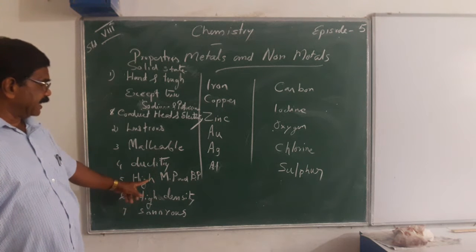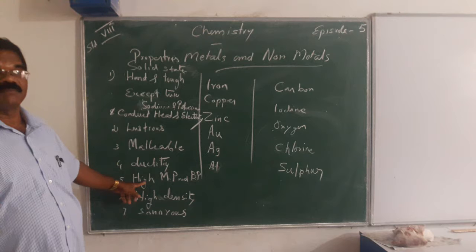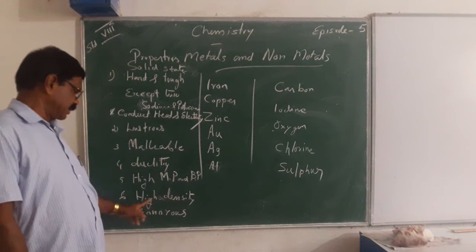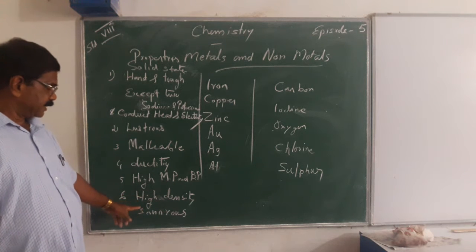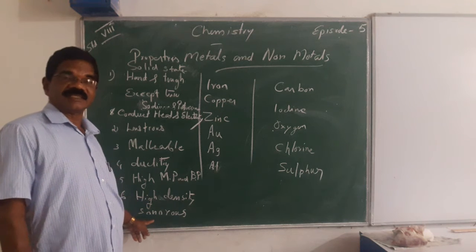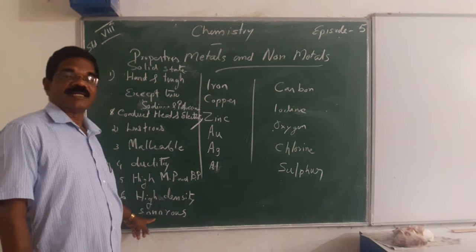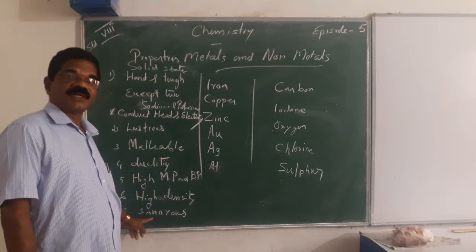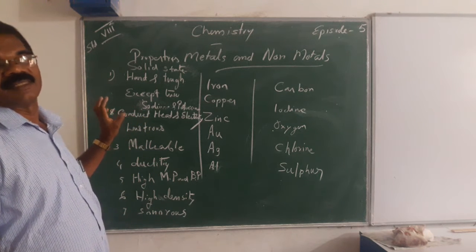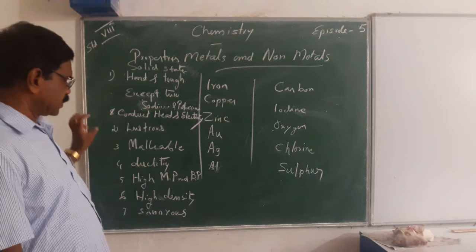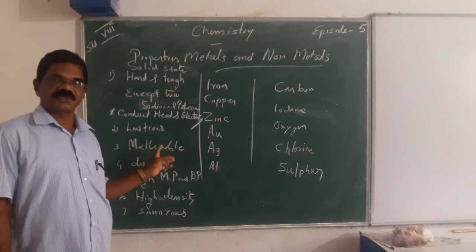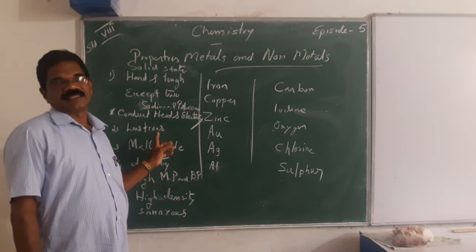Then there are high melting and boiling points. You must also know the meaning of melting point and boiling point. They have high density. They are sonorous. Never forget sonorous. Sonorous means the ringing sound produced by the metal when it is hit by a hammer. So you always hear the ringing sound in your schools, churches, temples. That property is known as sonorous. At the same time, non-metals or any other substance do not produce this quality of sound.